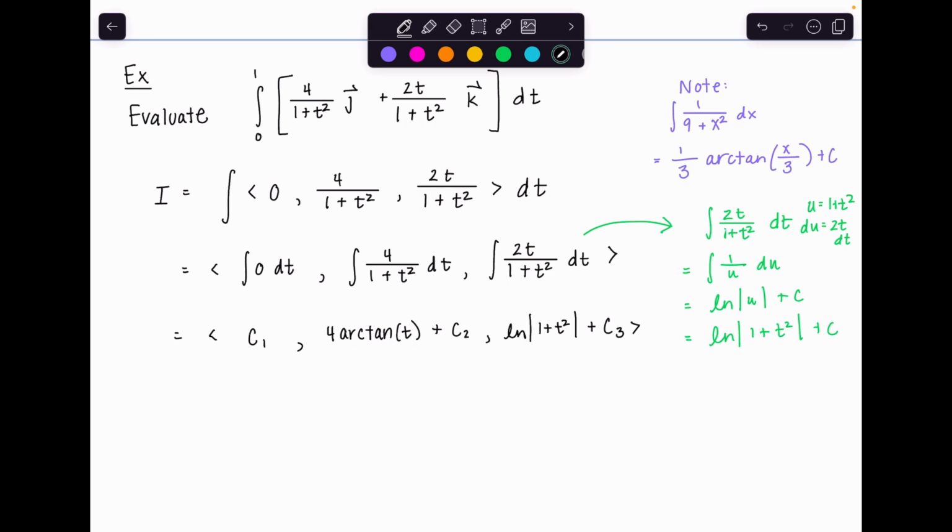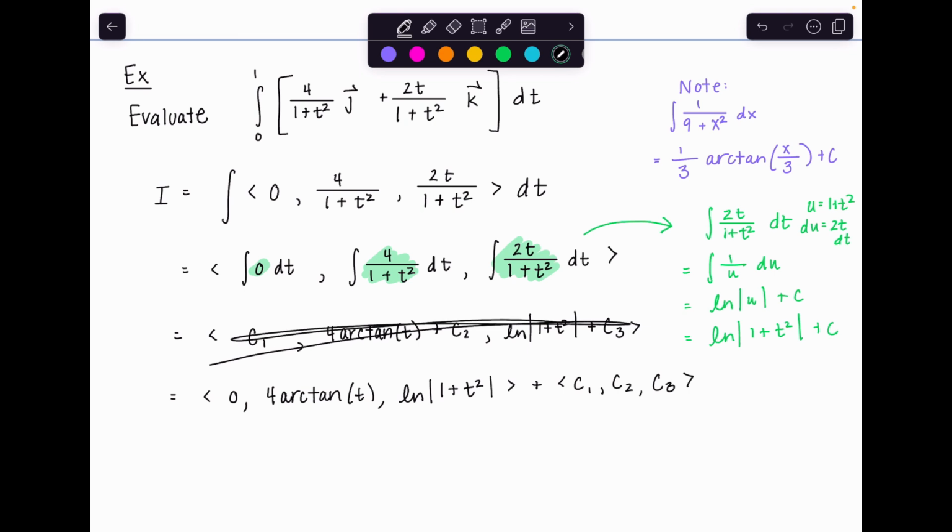Okay. Now this looks very, very messy. So really what we like to do is not worry about the constants inside the integral itself. If you go to integrate 0, it's 0. When you integrate 4 over 1 plus t squared, that is 4 arctangent of t. And last but not least, when you integrate this expression, it's ln of 1 plus t squared. And then instead, I'm going to add the constant vector c1, c2, c3. So ultimately, you would get to skip this step and just jump immediately down to this.